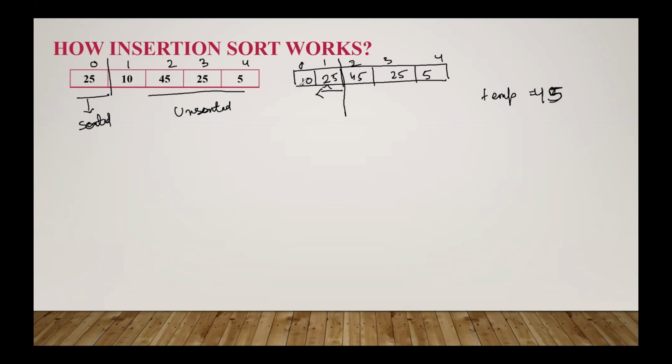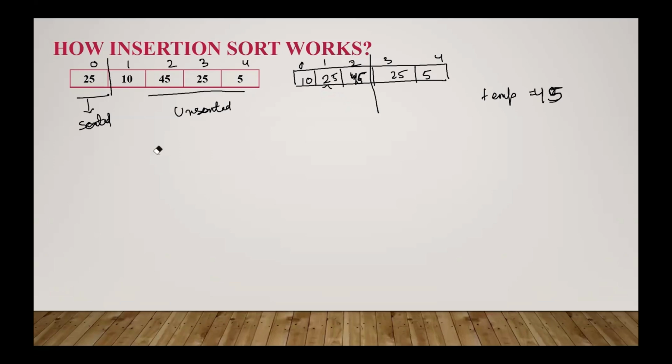We don't have to traverse the left side again because it is already sorted. If it is not, we assume this is the proper position, so we have to copy to this 25 here. So the third element is over. Now the sorting of the third element is over.